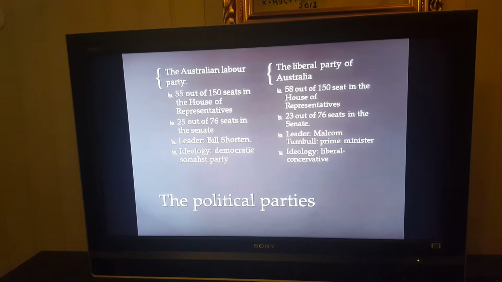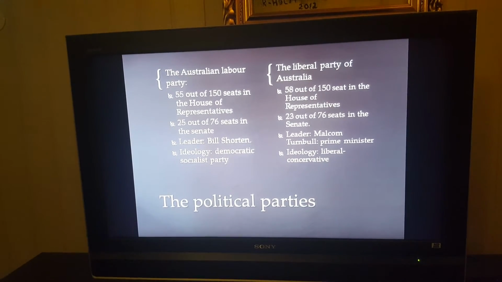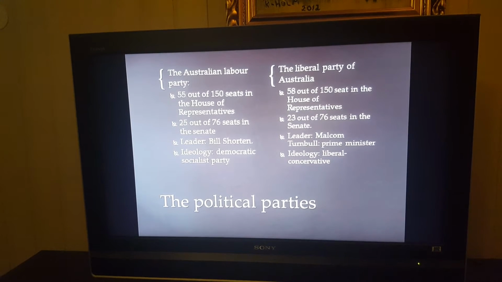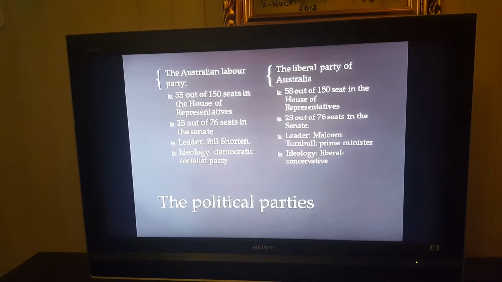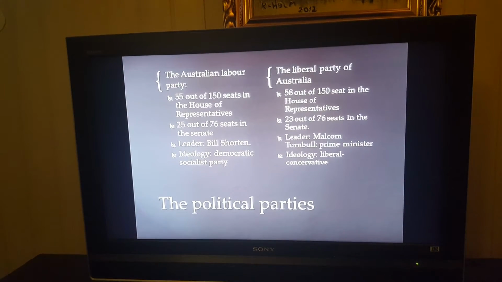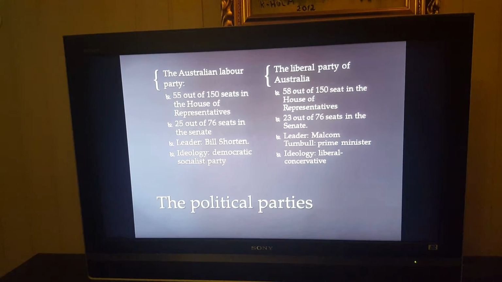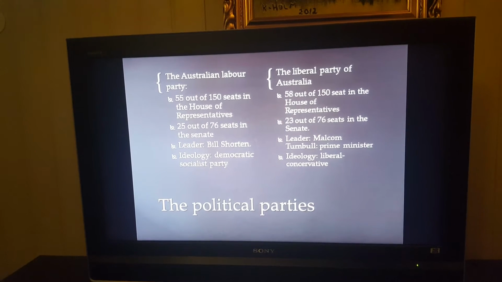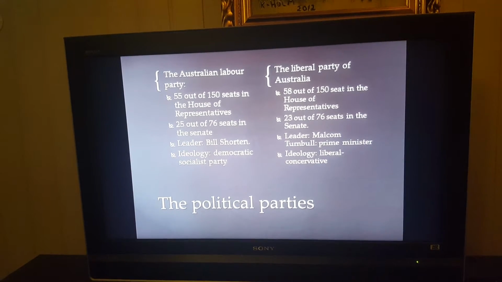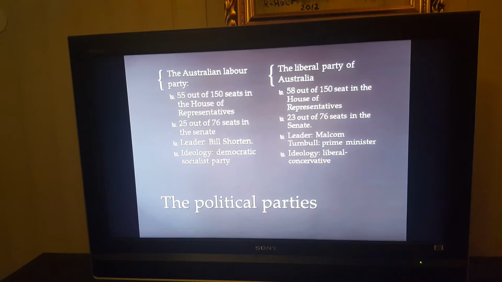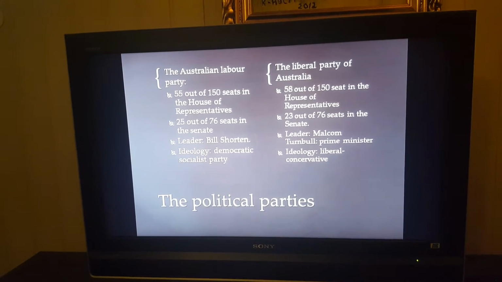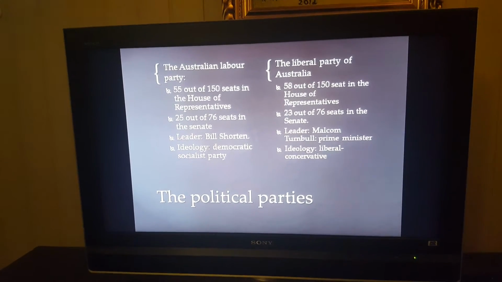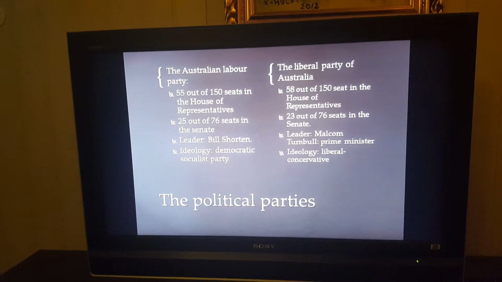The leader is Bill Shorten, and they are a Democratic Socialist Party. On the other hand, there is the Liberal Party of Australia, and they have 58 seats in the House of Representatives. They have 3 more seats there, but they only have 23 in the Senate, so they have 2 fewer than the Labor Party in the Senate. The leader of the party is Malcolm Turnbull, and he's the Prime Minister today. And they are a liberal conservative party.